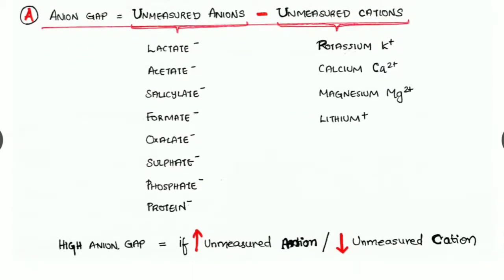So how does a high anion gap come about? There can be two possibilities. A high anion gap comes if there is a high or large number of unmeasured anions, that is this part, if this is very large, or if there is a very small amount of unmeasured cations, this subtracting part. If it is lesser, then again the anion gap will be higher.